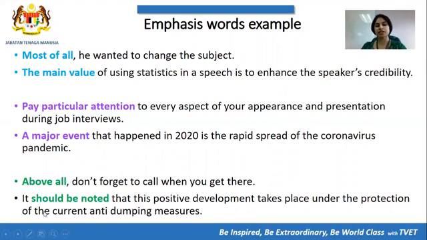Next will be, "It should be noted that this positive development takes place under the protection of the current anti-dumping measures." Okay, all right. So I think it should be clear on how to use emphasis words in the sentences.